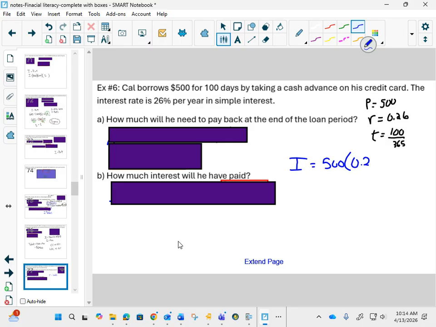$500, 26%, 100 days, which is a fraction of the year. So you see how we do 100 out of 365? Because it's a fraction of the whole year. Let's figure out how much this interest will be. Rounded to the nearest cent, $35.62. $35 mistake. You stuck the wrong card in the machine and you didn't realize it and you paid it off 3 months later.